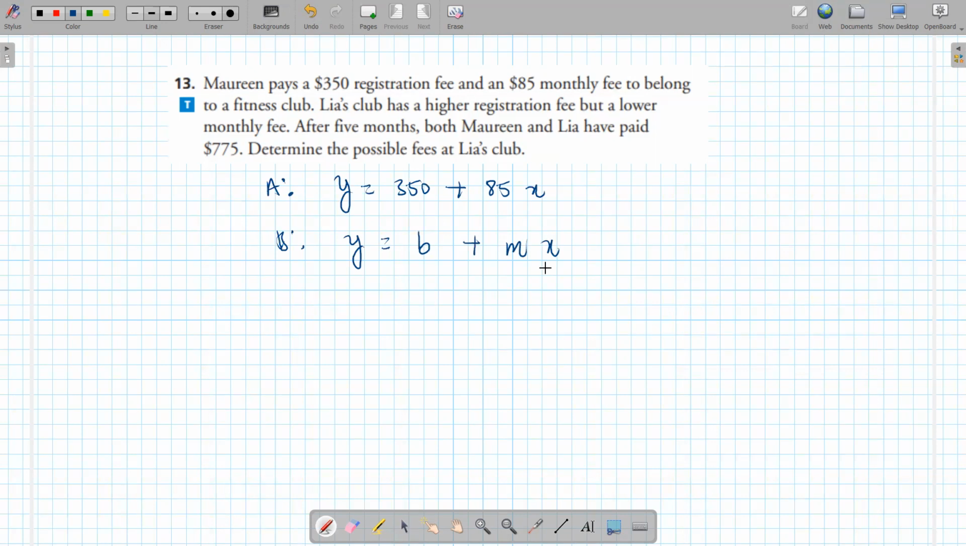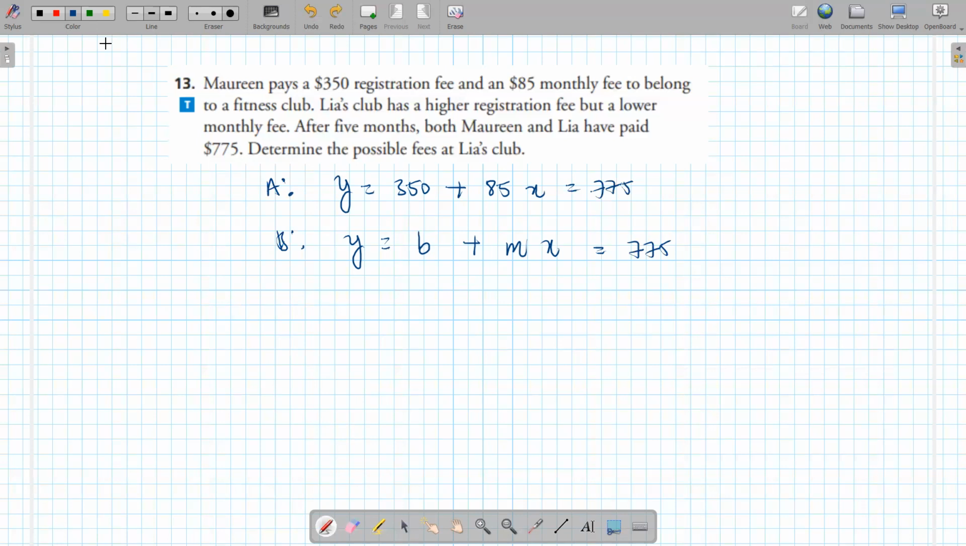After 5 months, both Maureen and Leah have paid the same amount of money. See this? 775. Both of them have paid the same amount of money. It's asking us what is B, the registration fee at the other club, and what's M, which is going to be the monthly fee at the other club. Now this one is a little bit tricky, right? Because we have a bunch of unknowns. How do you think we approach this question?